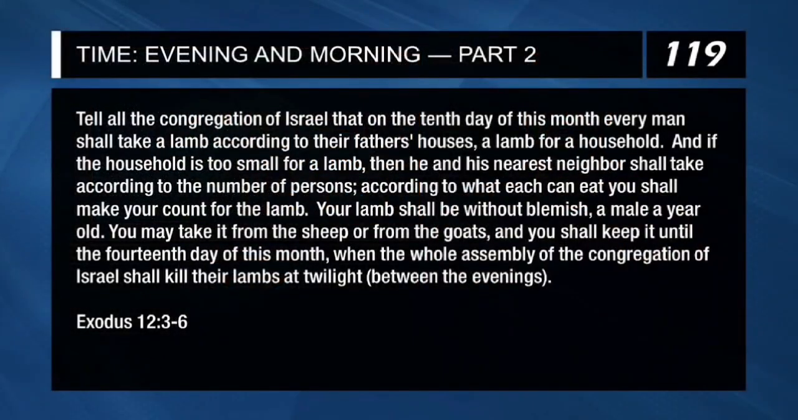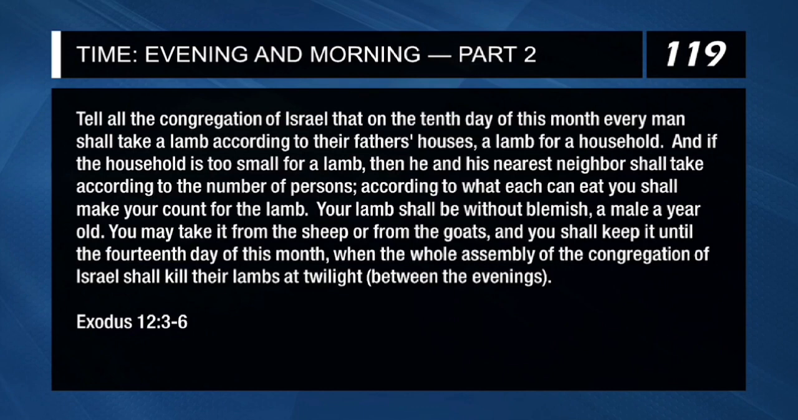The Israelites kept the lamb until the 14th day of the month. Exodus chapter 12: Tell all the congregation of Israel that on the 10th day of this month, every man shall take a lamb according to their fathers' houses, a lamb for a household. And if the household is too small for a lamb, then he and his nearest neighbor shall take according to the number of persons. According to what each can eat, you shall make your count for the lamb.